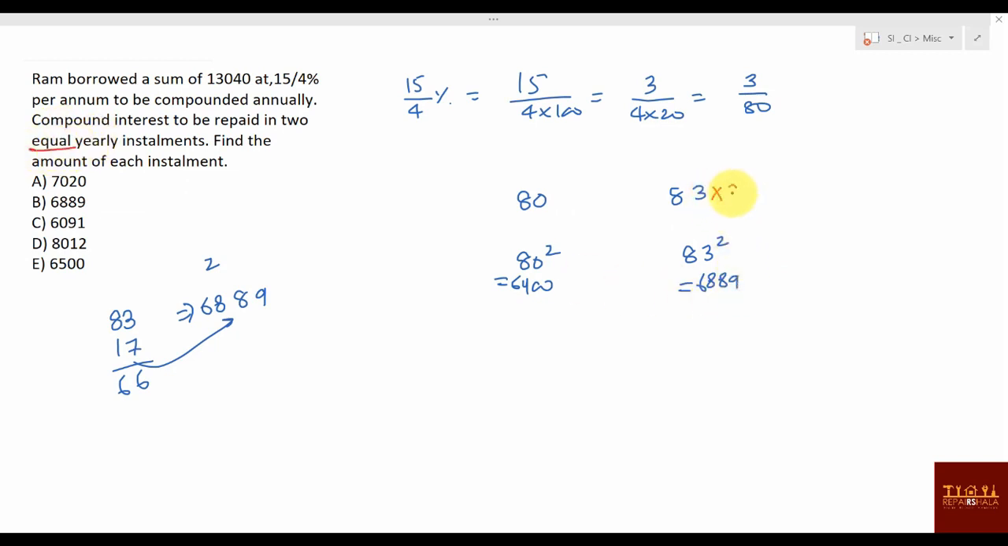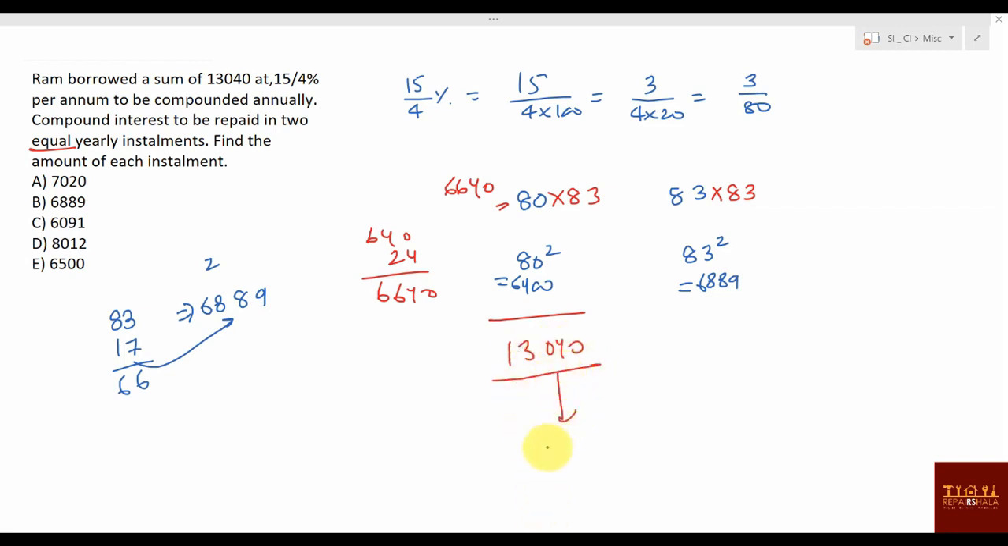No. So 83 into 83 and here 83. So add it. So 83 into this will be what? 640 and 24. So what you can say, this value will be 6640. So this value is 6640, and this value will be what? 12 and then 10. So 13040. This will be your principal.